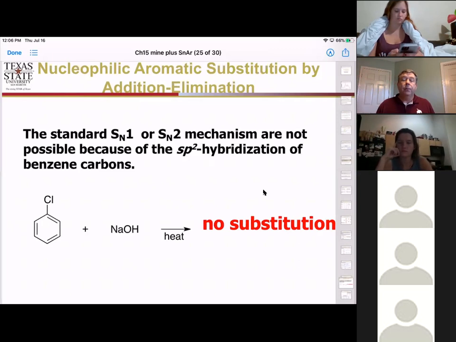Okay, so the other mechanism we have available to us is called nucleophilic aromatic substitution, meaning that we can actually have attack by our nucleophiles. Remember when we were talking about alkyl halides, when we first started talking about mechanisms, we did an SN1 or an SN2 reaction.